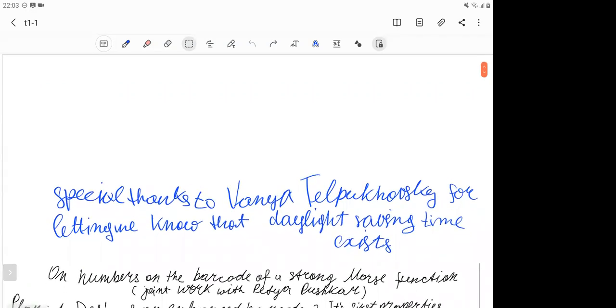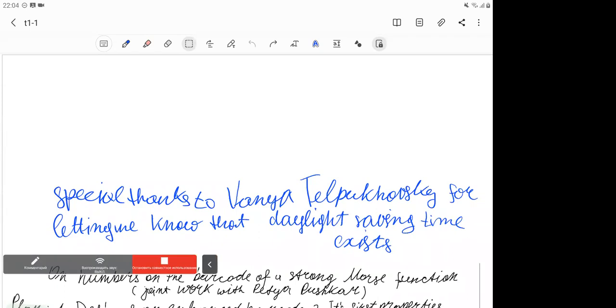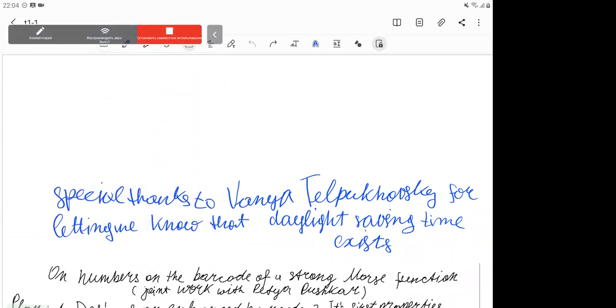What I'm going to be talking about is joint work with my supervisor, Petya Pushkar. It's going to be about the numbers on the barcode. Oh wait, you don't see my face, right? Oh, that's terrible. Now you should. So it's about, well, basically one object and its properties: the numbers on the barcode of a strong Morse function.